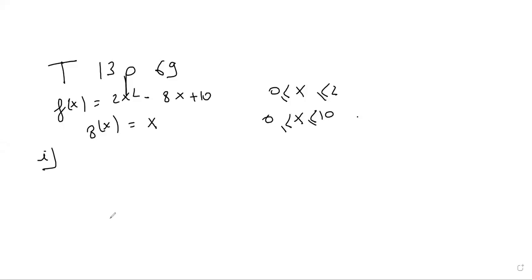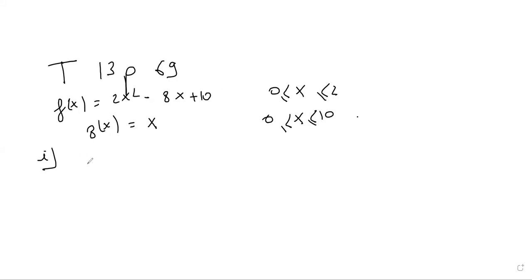This is a video to correct task 13, page 69, sorry. So I have the two functions: f(x) is equal to 2x squared minus 8x plus 10, and it's defined for the values of x between 0 and 2. The second one is that g(x) is equal to x, and it's defined for the values of x between 0 and 10. The first question: express f(x) in the form a times (x plus b) squared plus c.